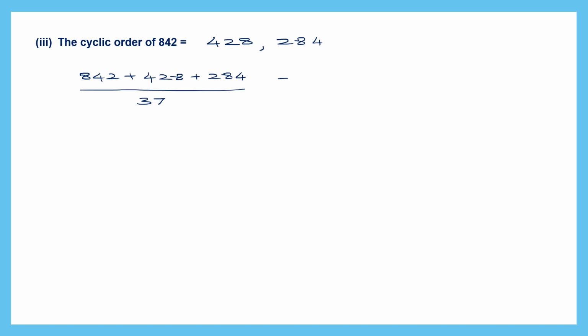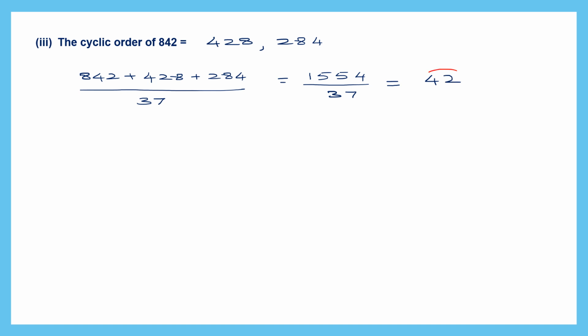So let's do that. So first, the cyclic order of 842. We said the cyclic order is 428 and 284. Now here what does it say? When we divide this by 37, the number is 37. So here 842 plus 428 plus 284. In this case, we have to do the actual addition and the actual division. So add up these three numbers. When you add up these three numbers, you get 1554 and divide this by 37. When you divide this by 37, your quotient is 42.